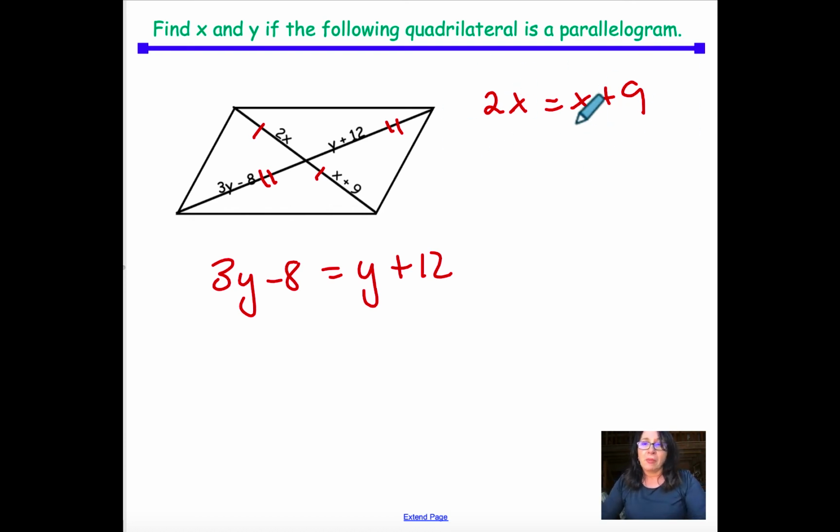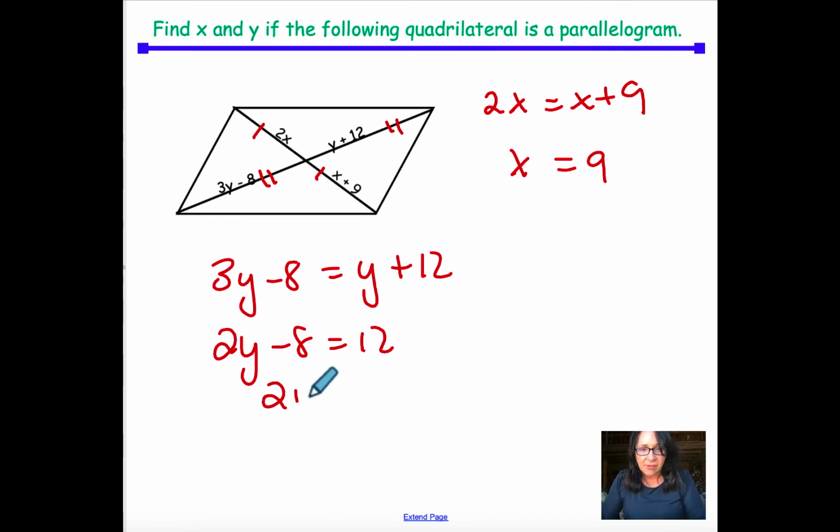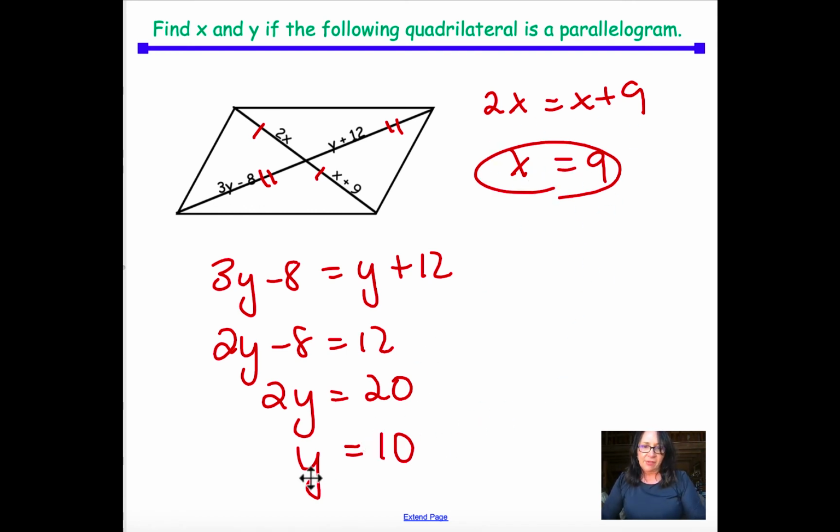So for this problem, I'm going to subtract x. I get x is equal to 9. For this problem, I'm going to subtract y. I get 2y minus 8 equals 12. I'm going to add 8 to both sides. I get 2y is equal to 20. Divide by 2, y is equal to 10. So we have x, we have y.